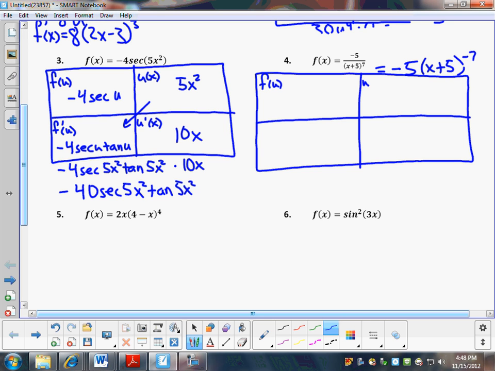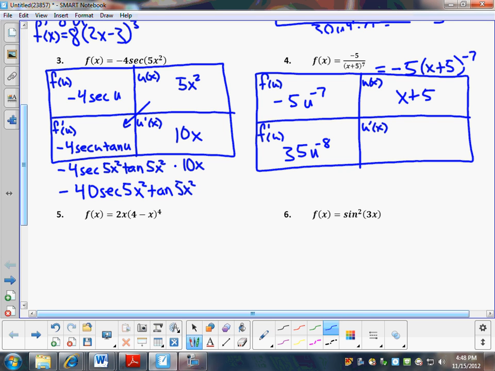f of u, u of x, f prime of u, u prime of x. So we look at the inside. Inside is x plus 5. Outside, negative 5, u to the negative 7th. So we do f prime of u. Negative 5 u to the negative 7th, the derivative, 35u to the negative 8th.